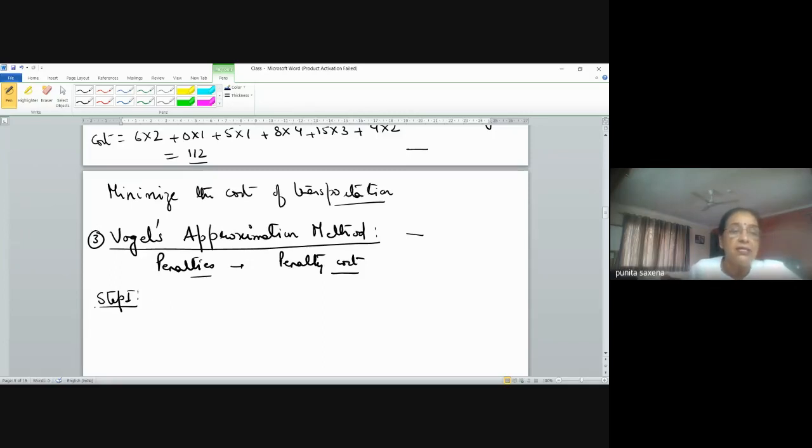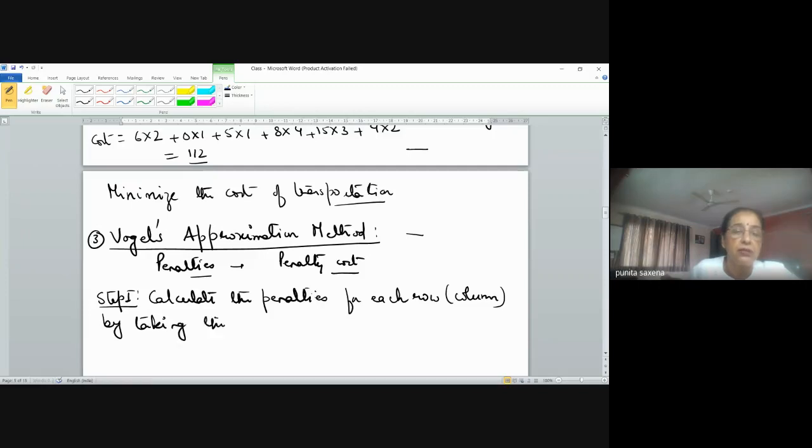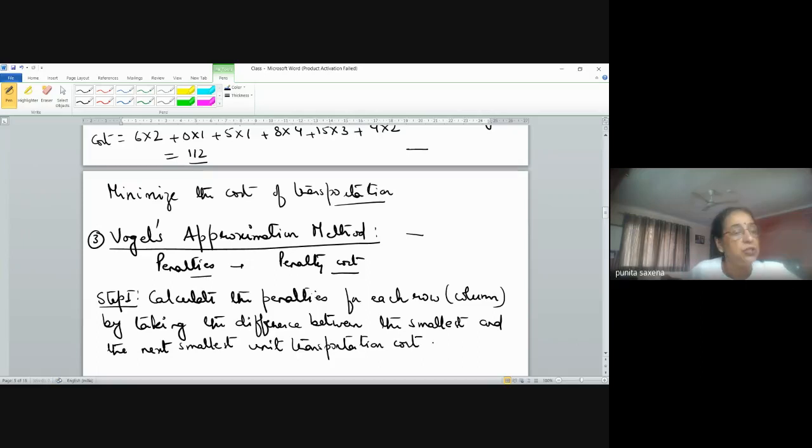Okay. Now, as a step number 1, what we do is we calculate the penalties for each row and column. Okay. Now, penalty का मतलब क्या हुआ? That is nothing but we take the difference between the smallest and the next smallest unit transportation cost. अब यहां से समझ आएगा कि पेनल्टी का मतलब क्या है. Next unit transportation cost in the same row or column. ठीक है, देखो इसका मतलब क्या हुआ.